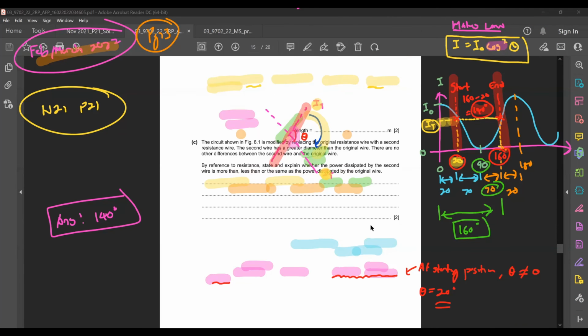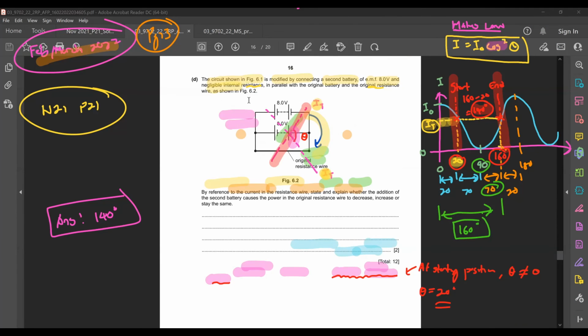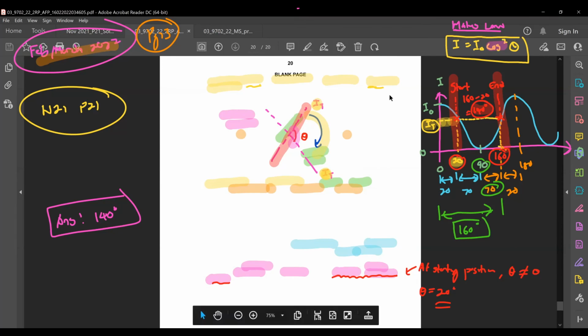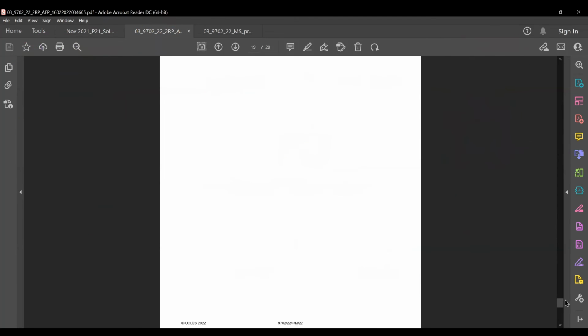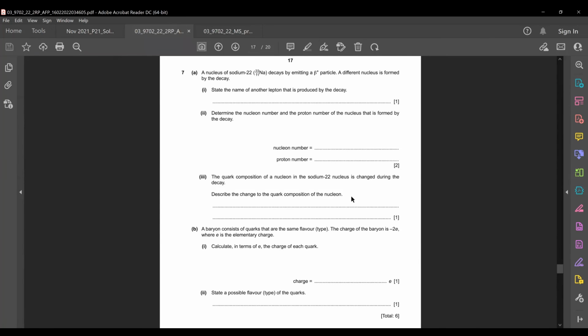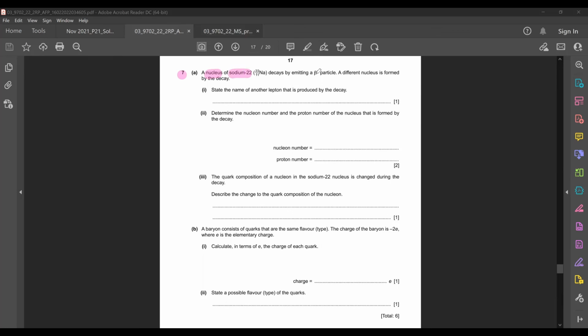And then we also have one last question from this paper. That one was your particle physics. I'm just going to clear off everything here first. For this one, I think most of the stuff should be okay, except I've got one part where it was not covered in my notes. So let's go through this. You have a nucleus of sodium-22 that decays by emitting a beta plus particle. A different nucleus is formed by the decay. State the name of another lepton that is produced by the decay.